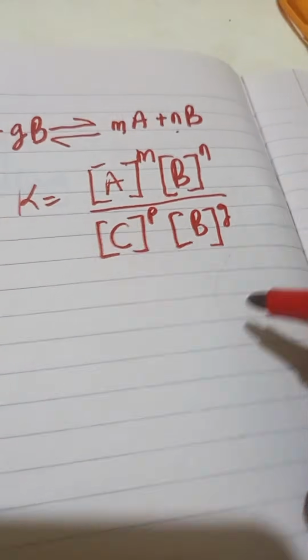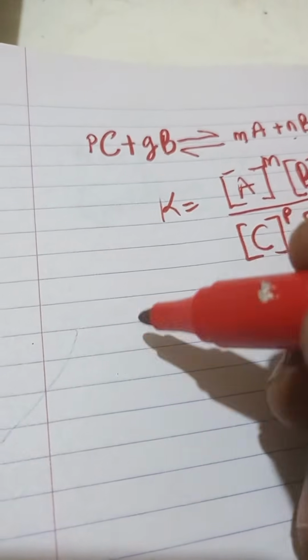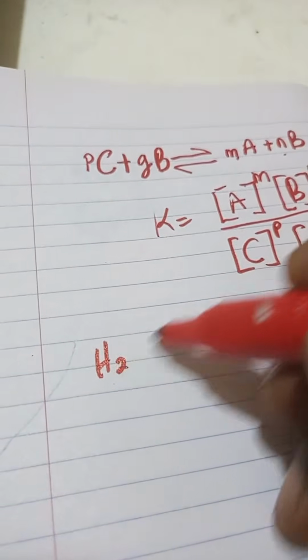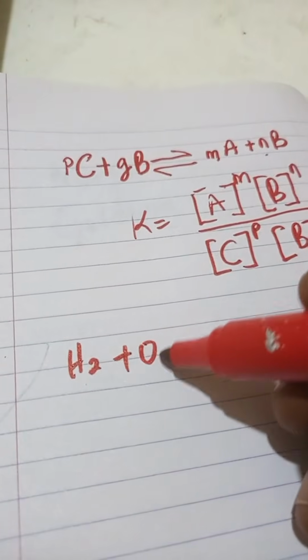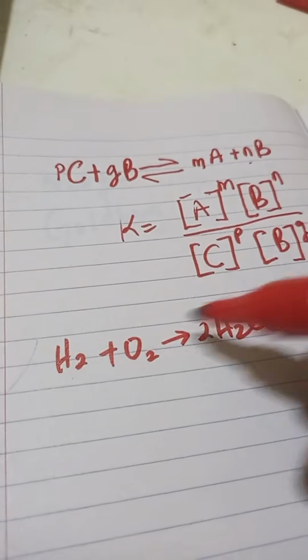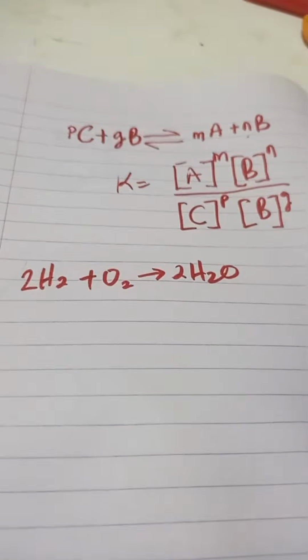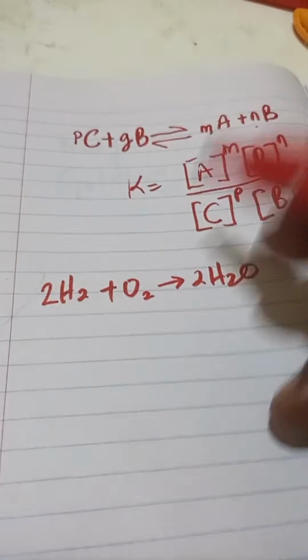So let's assume you have a reaction like this now. See, you have something like maybe H2. Let's do an example. H2 plus O2 produces 2H2O. Let me put 2 here. Next you should write the equilibrium constant expression.